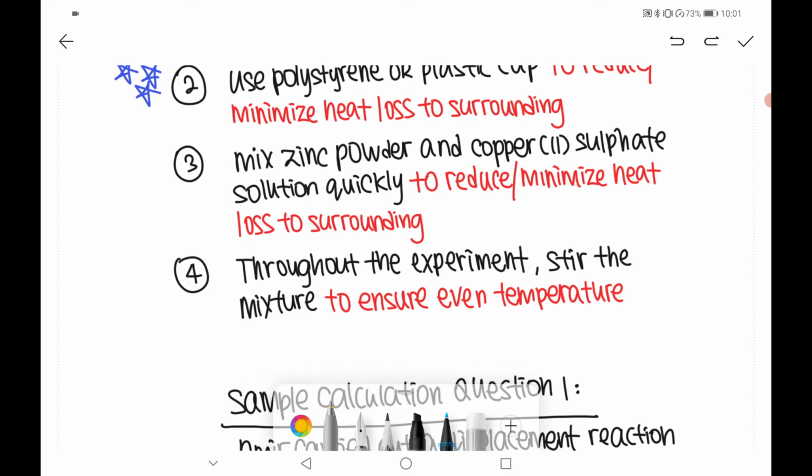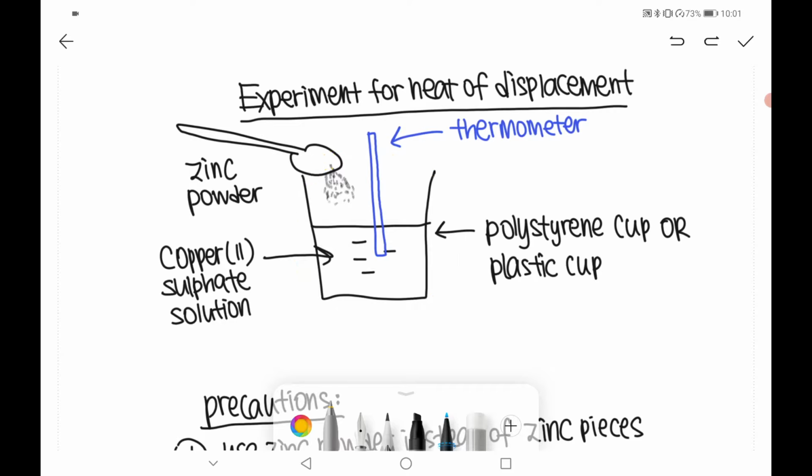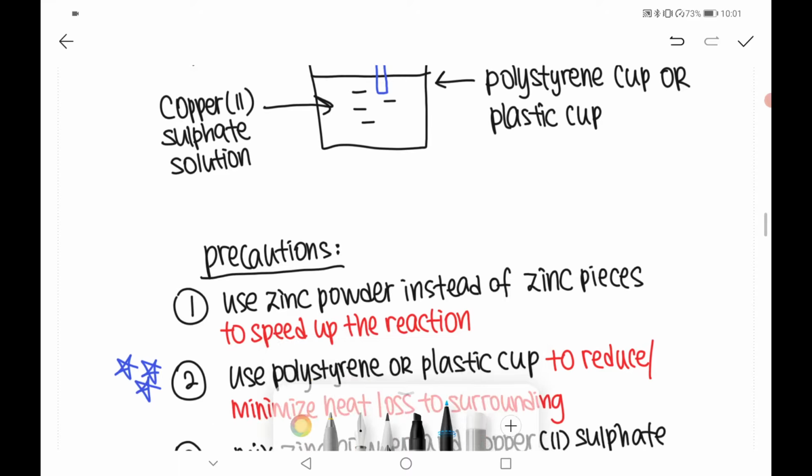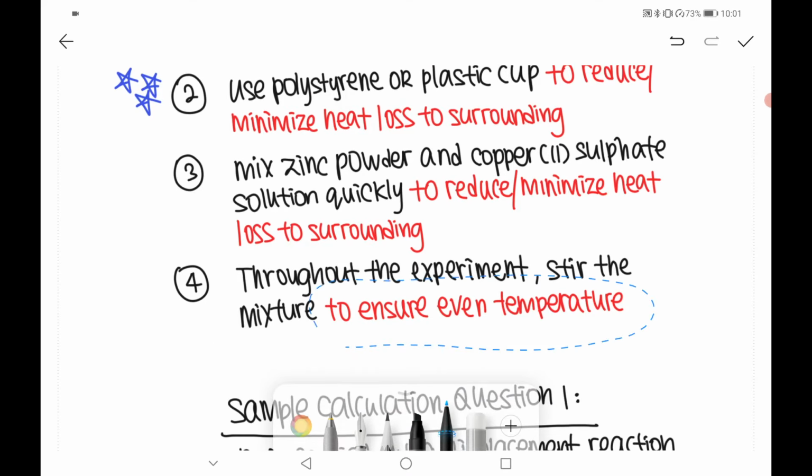Throughout this entire experiment, we always need to stir the mixture. We use the thermometer to stir the mixture, like this. Why do we use the thermometer to stir the solution? We want to ensure that the temperature is even.